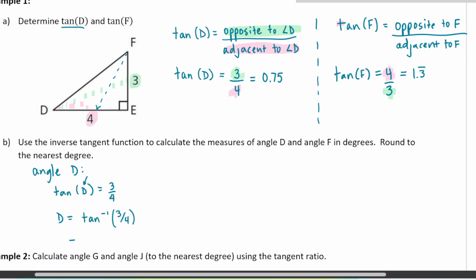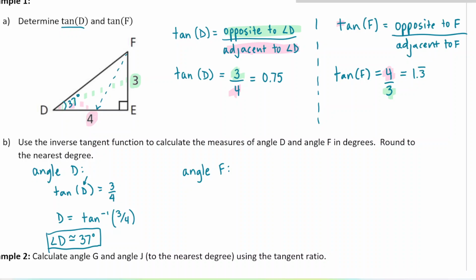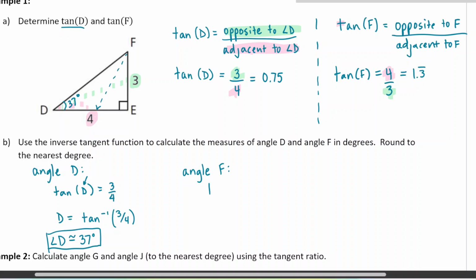So I'm not going to use an equal sign. I'm going to use a little squiggly equals, meaning that I've rounded off. So that's my final answer. I'm going to box it in. So angle D here, I'm going to draw it in here, would be 37 degrees. Let's do the same thing for angle F. So we could subtract from 180, and we'll do that as a check as well. But for now, we'll just use the tangent ratio.